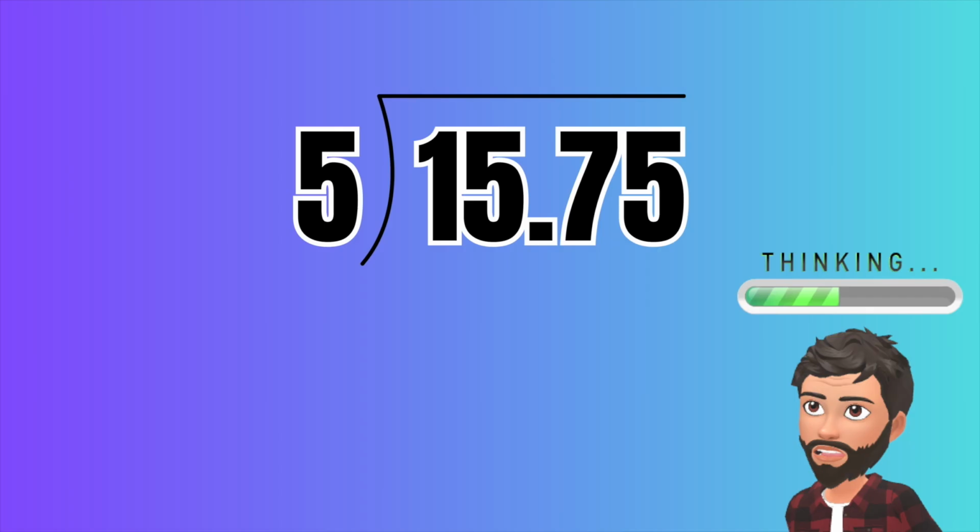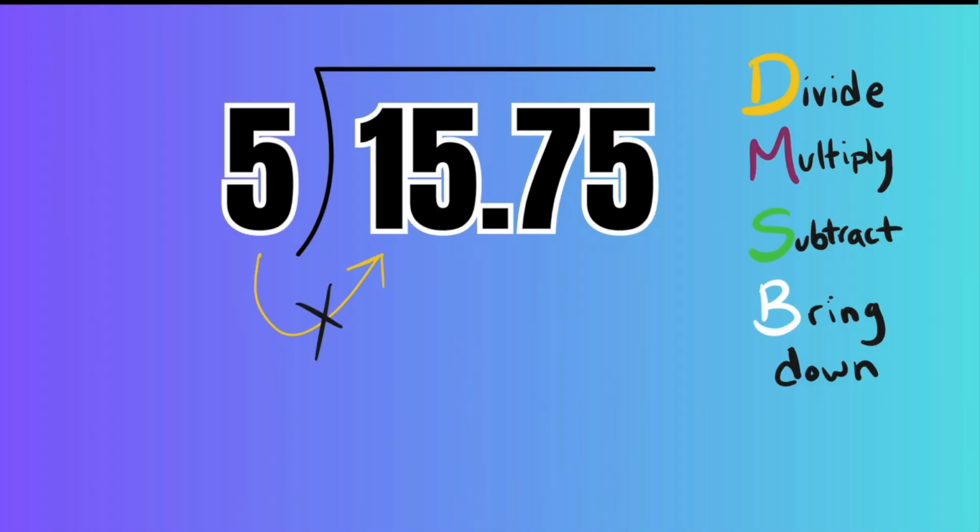All right, so for problem number 2, we have 15 75/100 divided by 5. Now, you're first going to say, how many times does 5 go into 1? Well, 5 doesn't go into 1, so let's just jump to 5 into 15. 5 goes into 15 3 times. Write the 3 above the 15. 3 times 5 is 15. Now we're going to subtract. 15 minus 15 is 0.